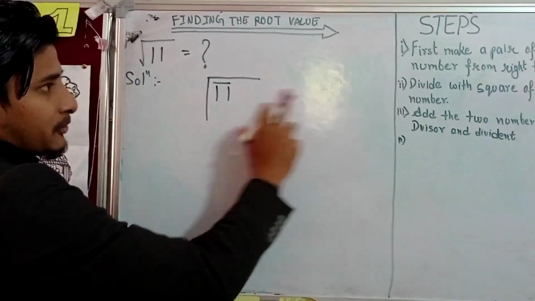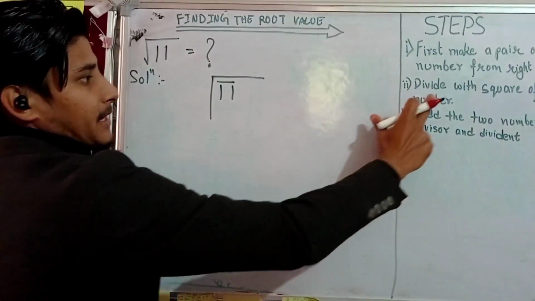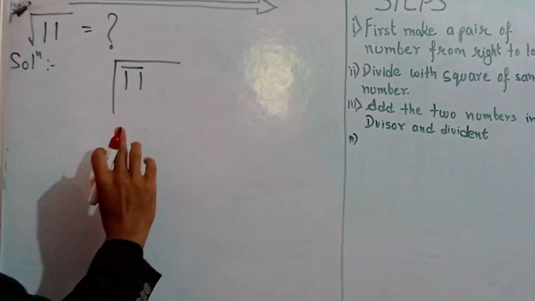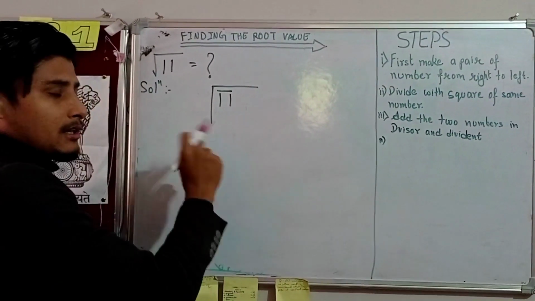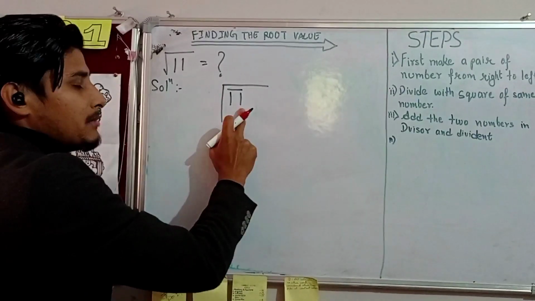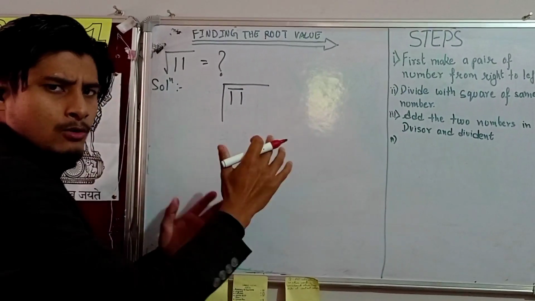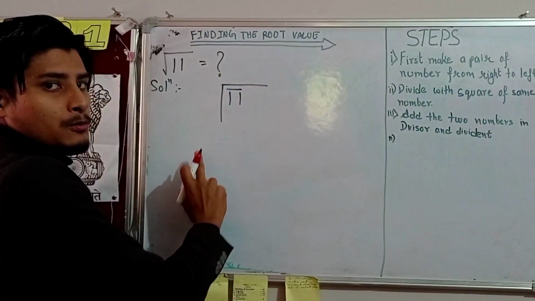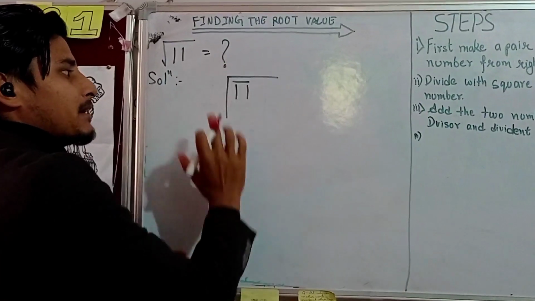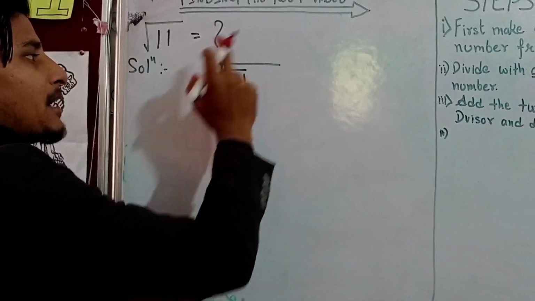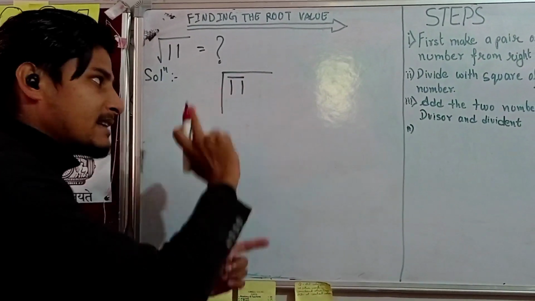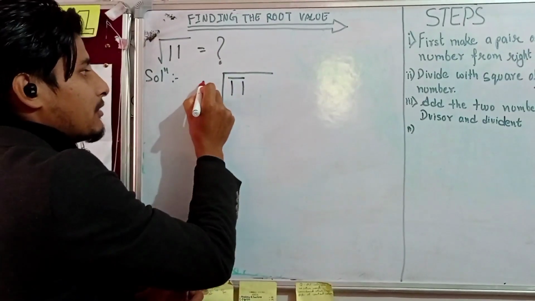Now after we did the first step, let's go to the second. Divide with the square of the same number. Let me check. If I take the number 1, I will multiply with the same number. 1 multiplied by 1 will be 1, which is not even close to 11. And 2 multiplied by 2 will be 4, and I can go more. 3 multiplied by 3 will be 9, and 4 multiplied by 4 will be 16. I don't have 16 here, so I have to take a number less than 11.